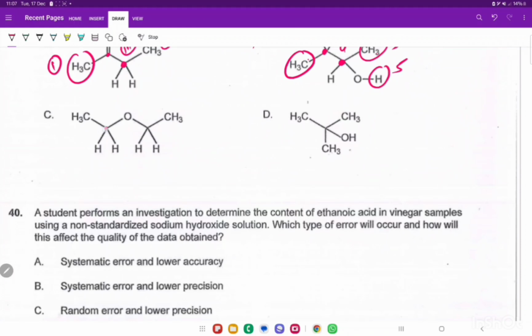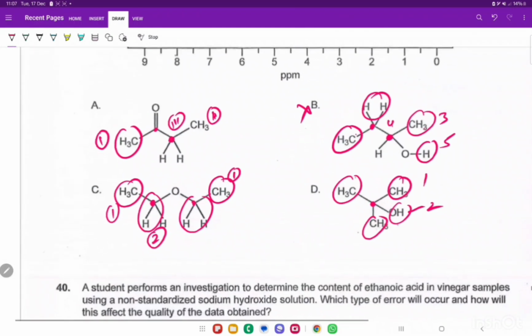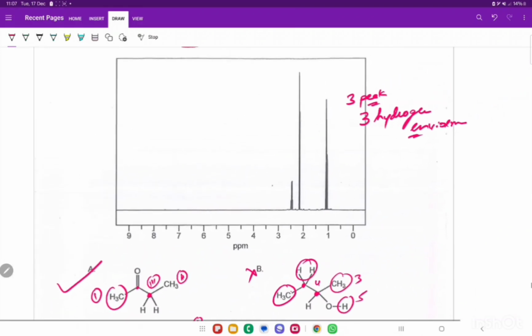Compound C: this CH3 has an environment of CH2, it will form 1, and this CH3 also has an environment of CH2, both will form 1. This CH2 and this CH2 are the same, they will form 2. There will be 2 peaks only. In the last case, all the 3 CH3 groups are the same, so they will form only 1 peak, and 1 for OH, so 2 peaks. The only compound forming 3 peaks is A. The answer for question 39 is A.